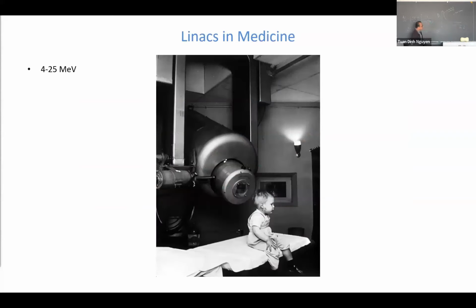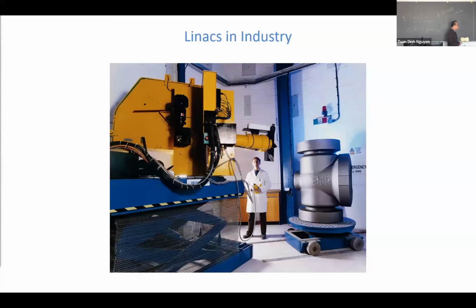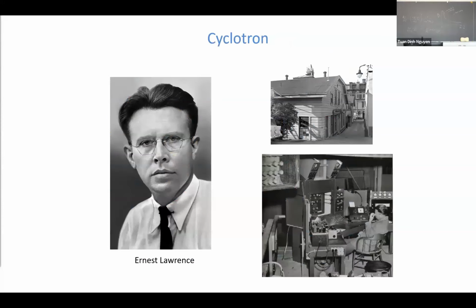Linear accelerators have been used in medicine. There's a picture of a baby, I think, to get rid of tumors, at 25 MeV in energy. They've been used in industry, not really sure for what, but I guess something to do with powder coating metal. I'm not sure. And now we go from a linear accelerator to a cyclotron, which was invented by Ernest Lawrence at Berkeley. This is the building, the Radiation Laboratory.